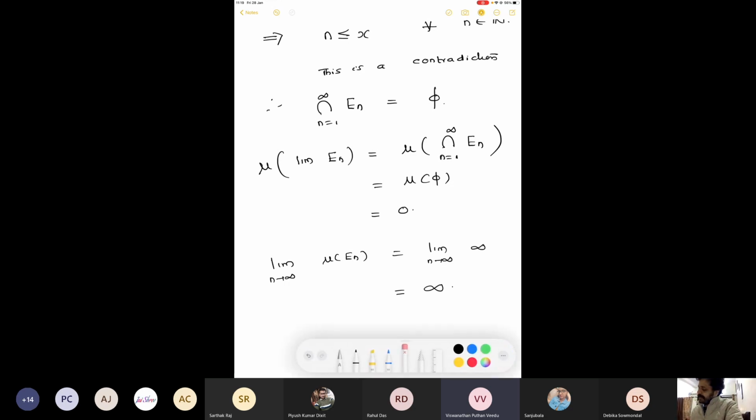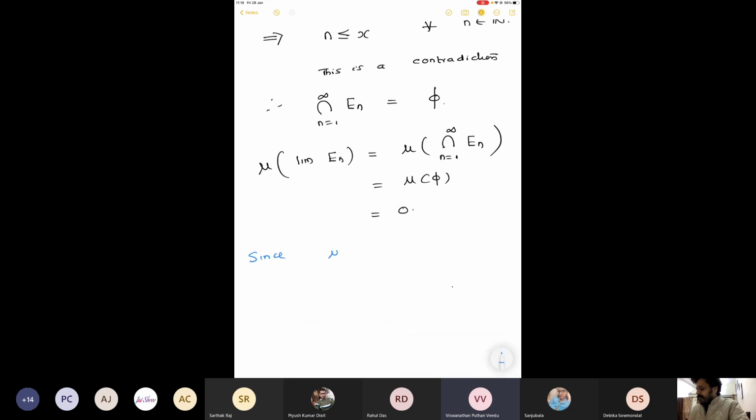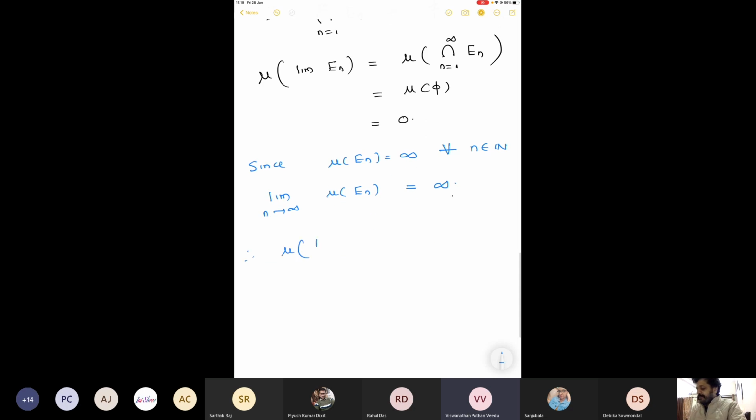So it is very bad to write limit infinity equals infinity and so on. I will put it like this, since notation-wise it looks awkward. Since mu of En is equal to infinity for all n, the limit as n tends to infinity of mu of En is taken as infinity. Therefore, mu of limit En is not equal to limit n tending to infinity of mu of En.